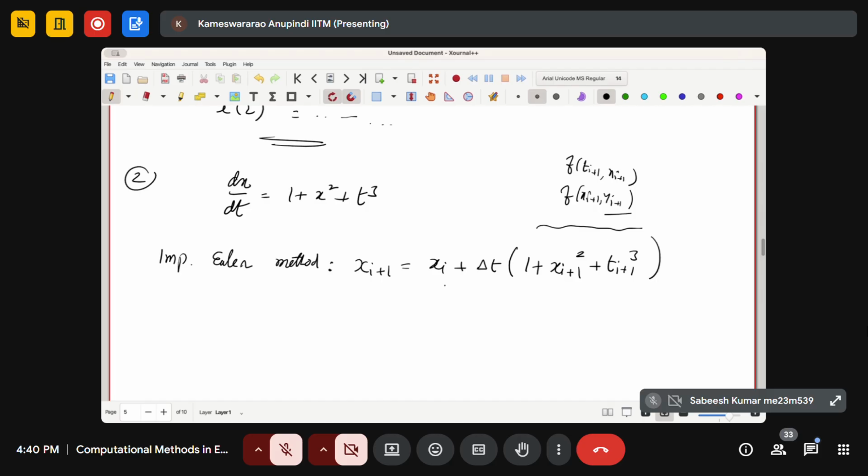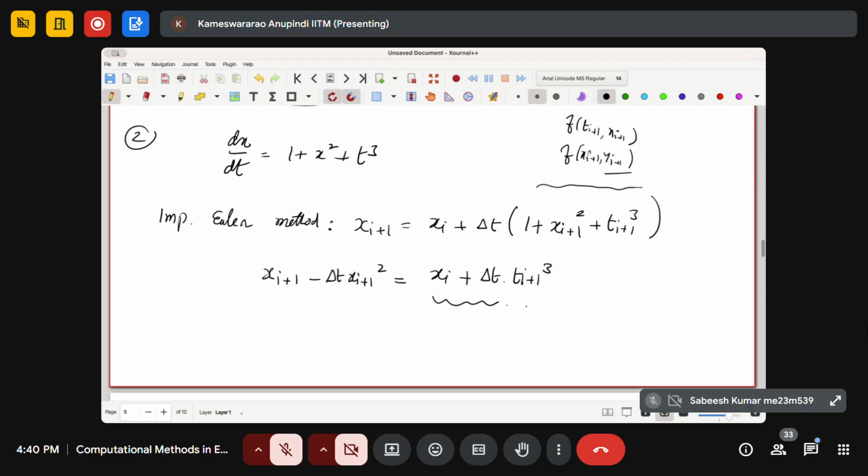Now, if this is the case, you can clearly see I have x_{i+1} minus delta t times x_{i+1}^2 equals x_i plus delta t times t_{i+1}^3, right? So now everything on the right hand side is known. Let us say this comes out to be some value, some 2.53, whatever. I'm just writing something. On the left hand side, x_{i+1} is our unknown. That means x_{i+1} minus delta t x_{i+1}^2 equals this thing.